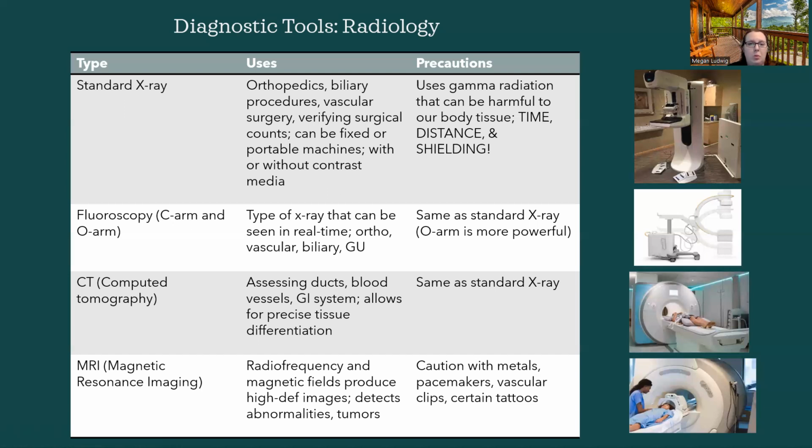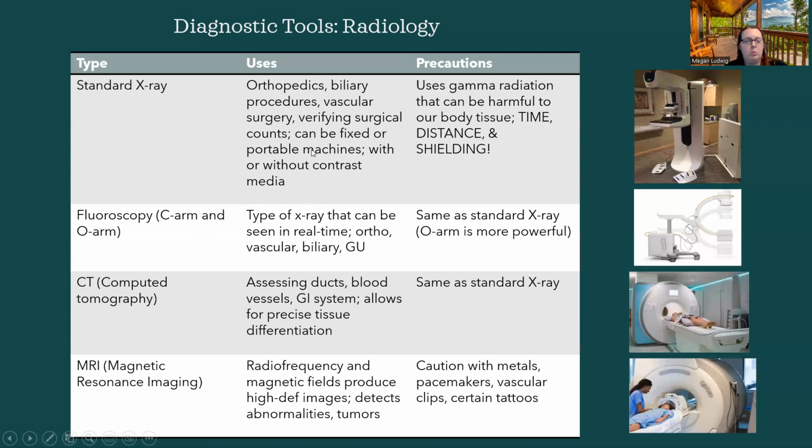Vascular, we want to make sure there aren't any blood clots or leakages or blockages. Biliary, like I mentioned before. And GU, it stands for genitourinary. So these are going to be things used for looking into the bladder, up the ureters, and into the kidney. So if they suspect maybe there's a kidney stone, we want to see if there's a blockage. We can use something called contrast media, which I mentioned up here as well.